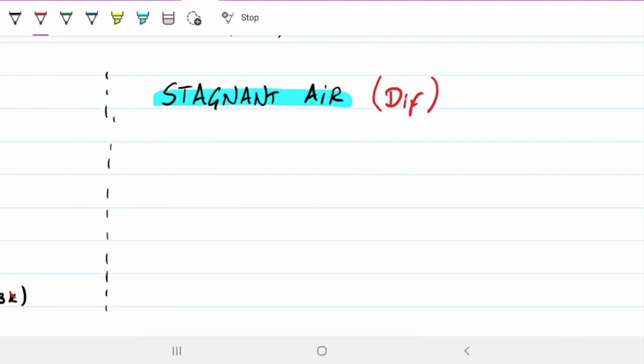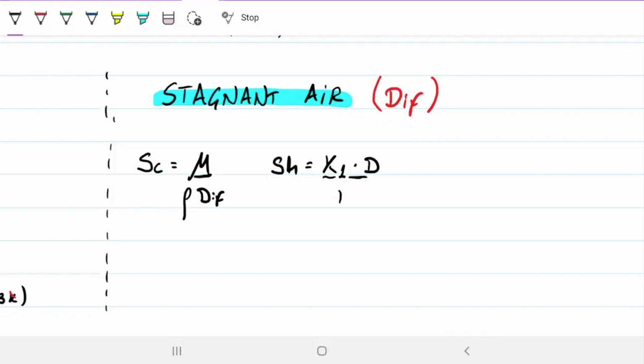Well, there's a couple of ways. Let's actually list them down. I can use Schmidt's number because I know Schmidt's number is viscosity over density times diffusivity. I can also use Sherwood's number because I know Sherwood's number is K. In this case, I'll use K1 instead of K mass, just to differentiate from K2. K1 times the characteristic length, which is the diameter of the ball, divided by the diffusivity.